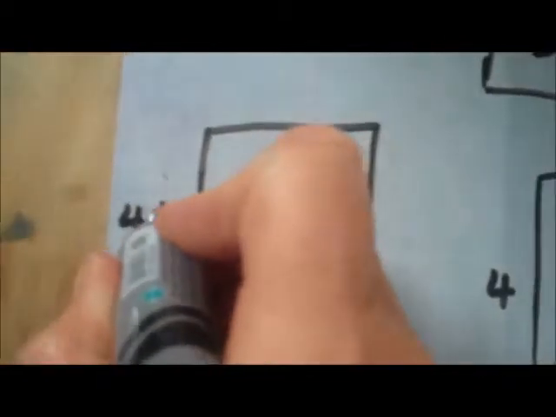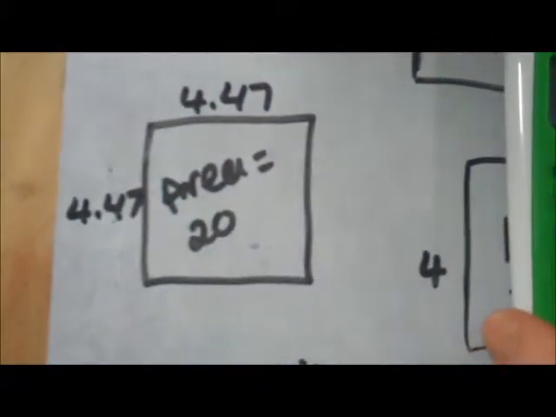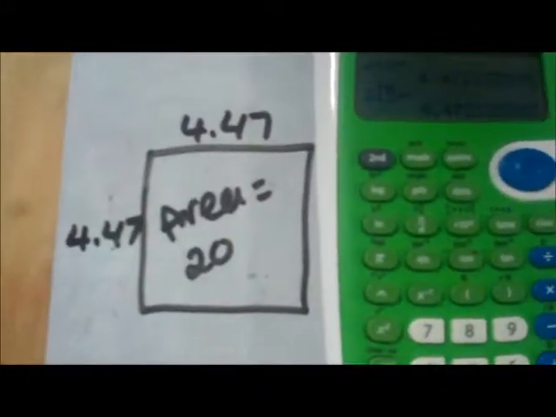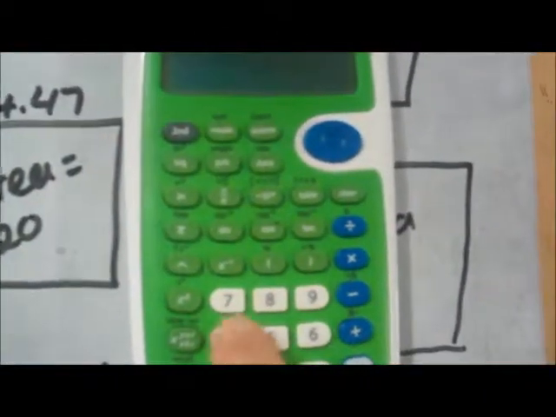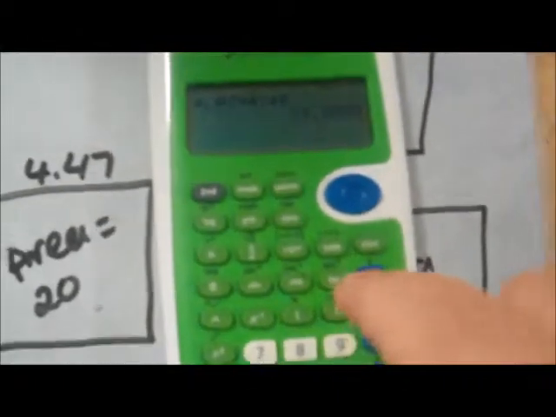4.47 approximately. It's only a decimal approximation. So 4.47 times 4.47, let's do that on here. 4.47 times 4.47 equals 19.98. That's because we've approximated it.